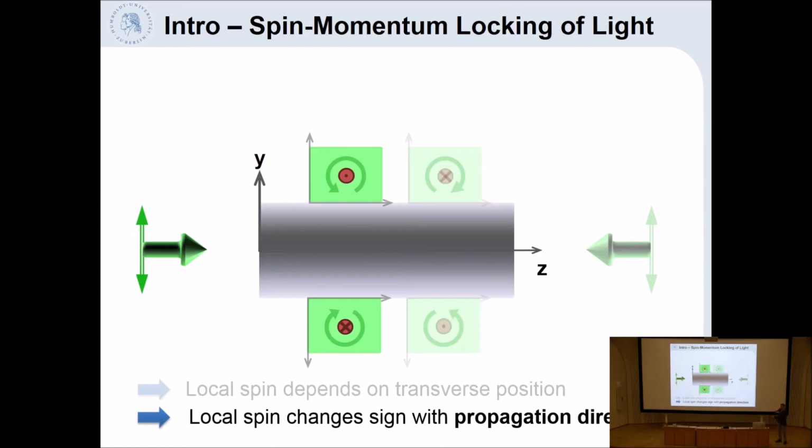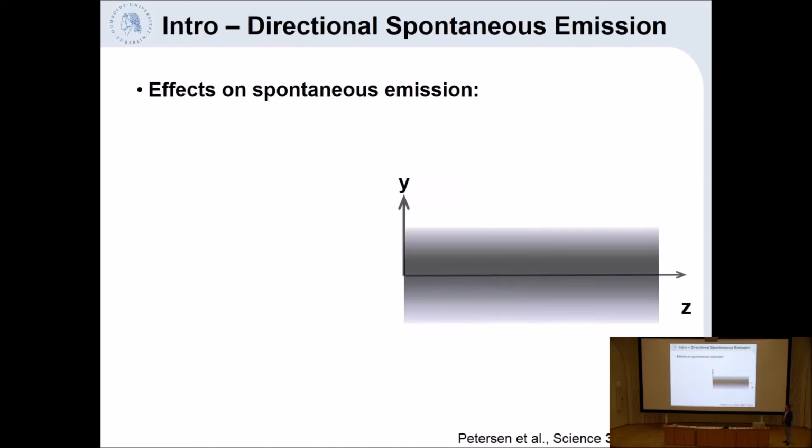So that means that when the light propagates in this direction and the transverse spin above the waveguide points in this direction, when I reverse the situation, when the k vector changes sign, so does the spin. Okay. And now, knowing this, we find that this has important implications for spontaneous emission of emitters into this waveguide mode.